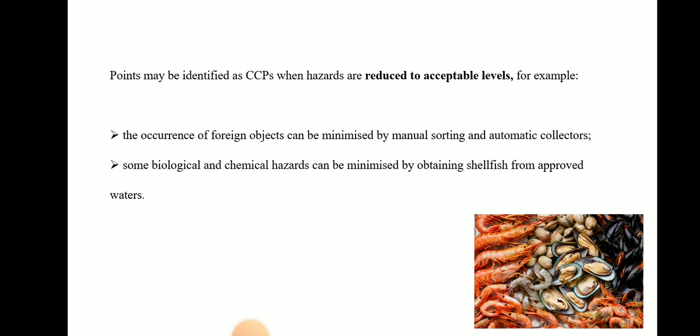Similarly, there are also points or CCPs where it can be reduced to an acceptable level. Examples include the occurrence of foreign objects, which can be minimized by manual sorting and automatic collectors, and some biological and chemical hazards, which can be minimized by obtaining shellfish from approved waters.